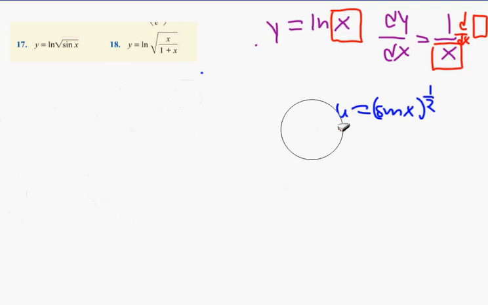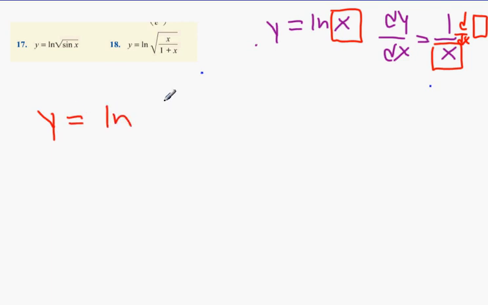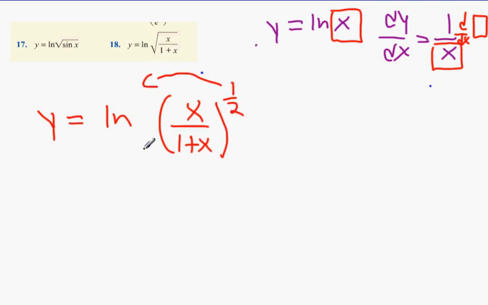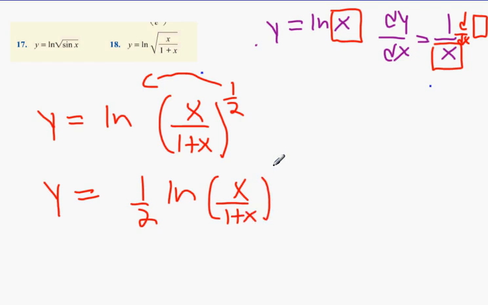y equals ln, the whole thing to the power of what? A half. Here's the short way. Bring the half to the front: a half ln x plus 1 plus x to the power of a half. Sorry, the half's gone. Now, if you do it this way, you make the quotient rule, because you're going to have to differentiate what's in the box, remember.